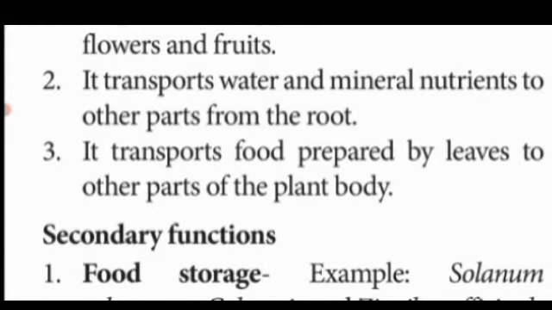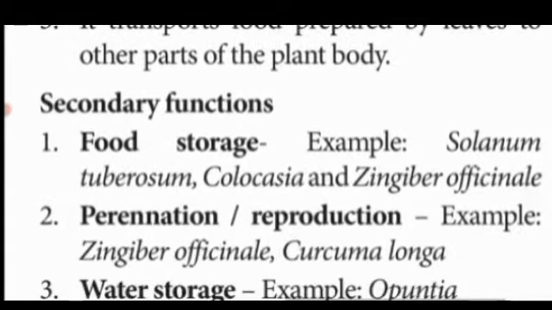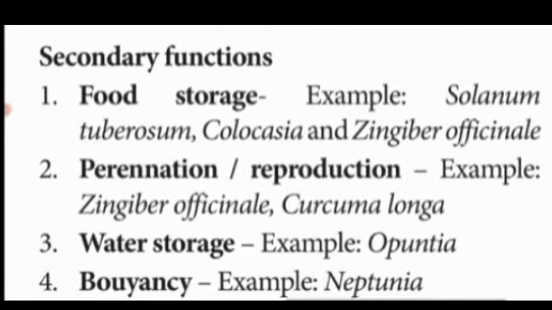The leaves are the chief photosynthetic organ, actively involved in the preparation of food. The food prepared by the leaves is transported to the other parts of the plant by means of phloem, which is present in the stem. The secondary functions of the stem. The secondary functions of the stem are food storage, perennation, water storage, buoyancy, photosynthesis, protection and support.